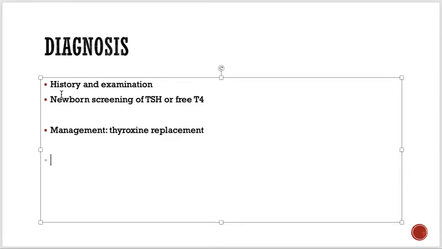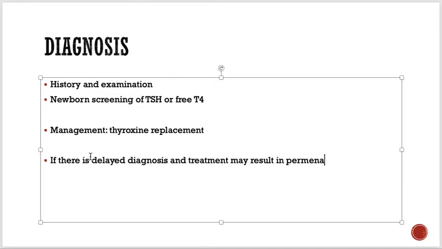Okay, why is this important, guys? Because there is a very good outcome when we start treating them within the first 1 to 2 months of their birth. Because if there is delayed diagnosis and treatment, it may result in permanent developmental delay as well as disability. So that's why it is a preventable cause, and we can simply diagnose it, we can simply manage it.